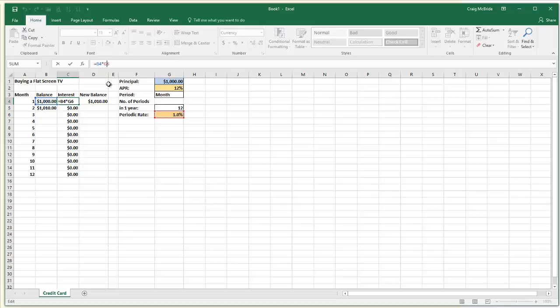So just put a $ sign in front of the 6, and what that does is it holds it at 6. It won't go down anymore. So now when you drag it down, the next one is also G6, and G6, and G6, and G6. Now that holds the 6 in place.